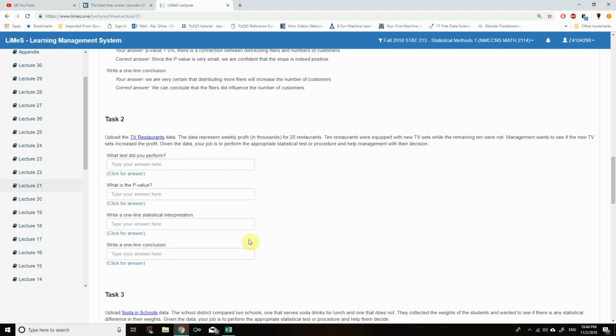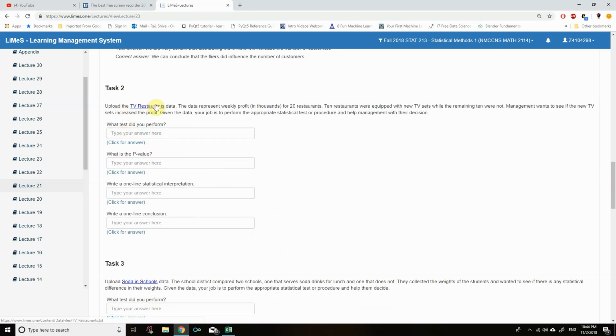So that's it. Now task 2, upload the TV restaurants data. The data represent weekly profit in thousands for 20 restaurants, 10 with TV, 10 without TV. Management wants to see if the new TV sets increase the profit. Okay. Here, since management wants to see if the new TV sets increase the profit, we are trying to compare the average profit between restaurants with TV and restaurants without TV, and see whether the restaurants with TV have increased in profit or not. So that's the case of a one-tailed t-test.